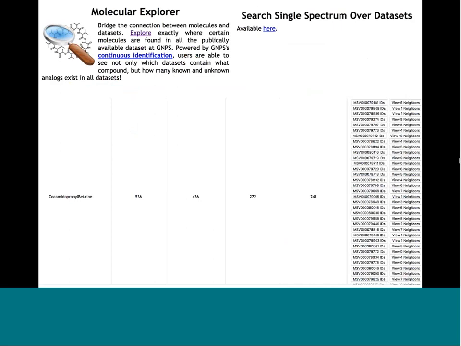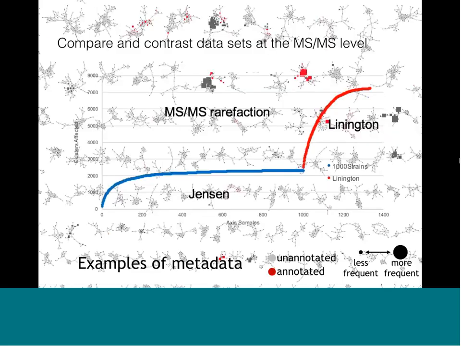We can also do single spectrum searches. Let's say you're interested in one specific spectrum, but you don't know what it is. You can actually add that spectrum to the GMPS infrastructure, even though it's still a test version, and you can find all the data sets that have that particular spectrum. And this was not possible before, and it turns out that this is often very useful. The other thing that you can do is compare and contrast data sets at the MS/MS level.